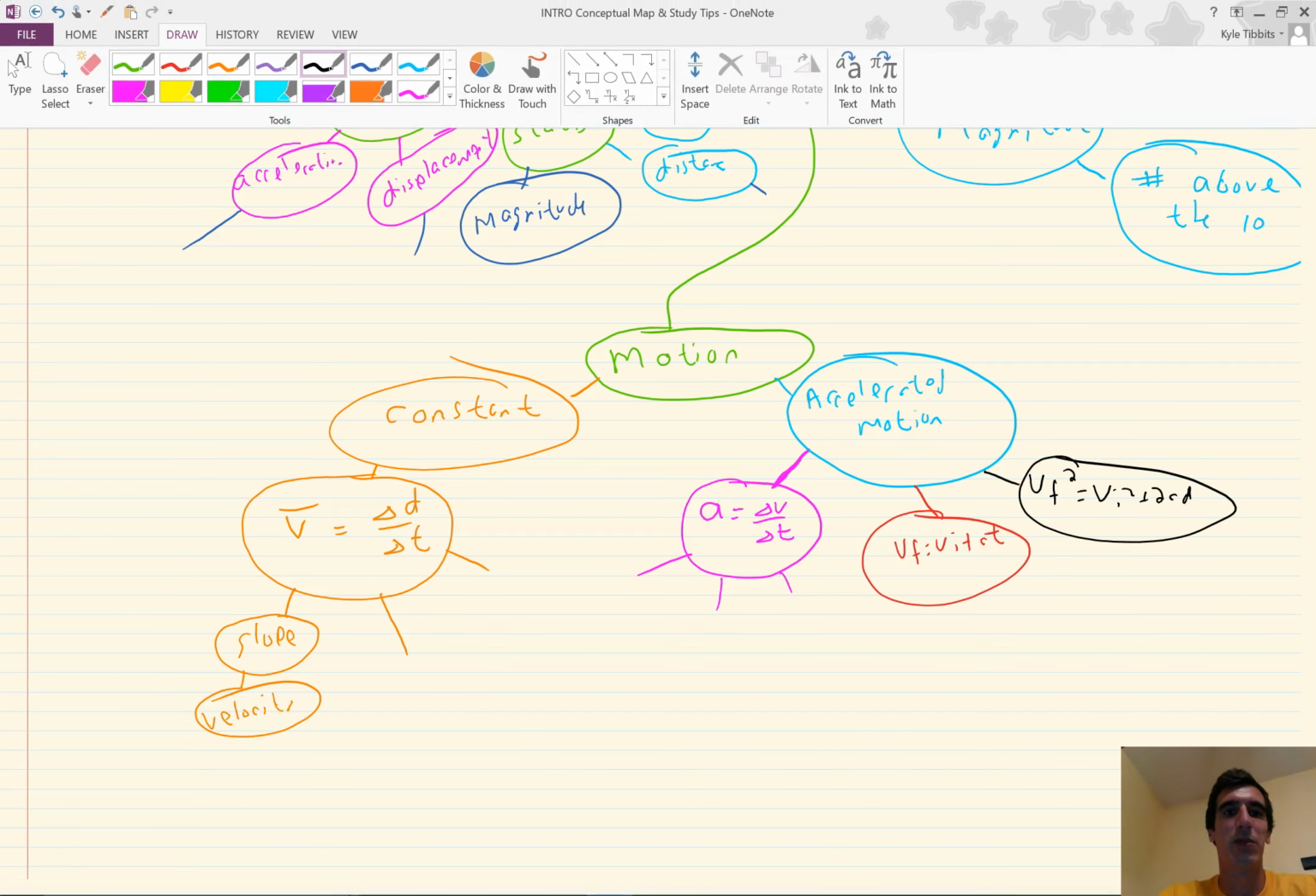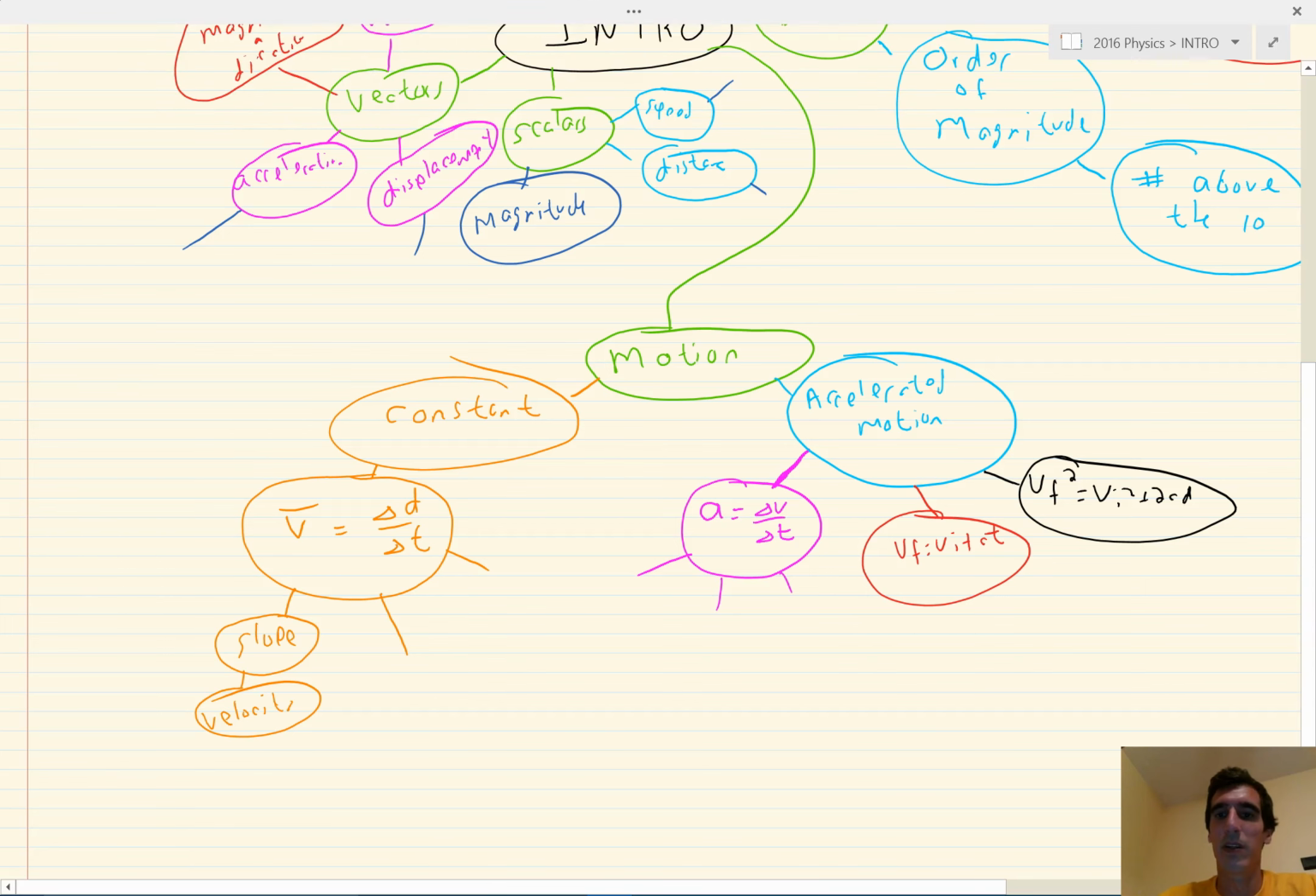And then the last one, nope, we'll skip green, dark blue. D equals VIT plus 1/2 AT squared. And these are used based on the information you're given for that specific problem.